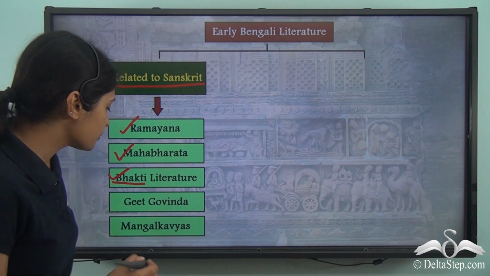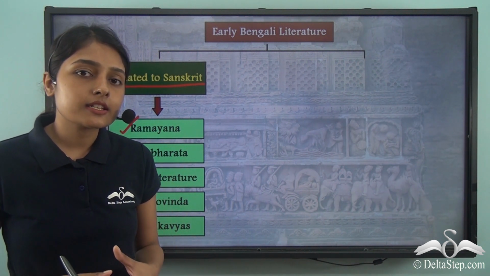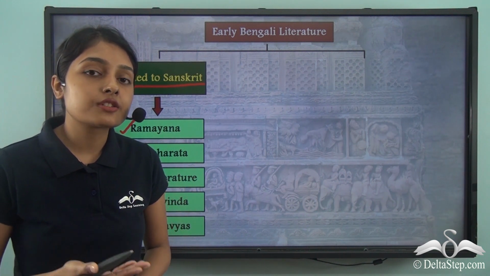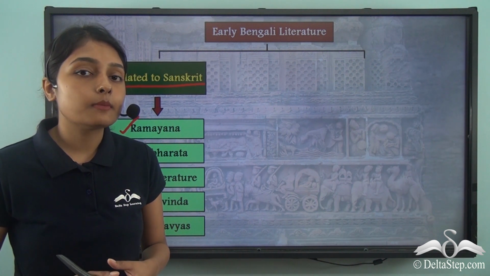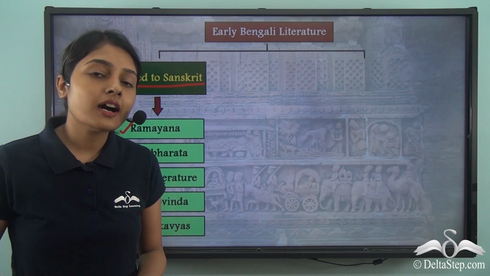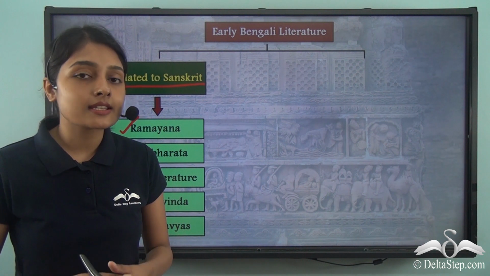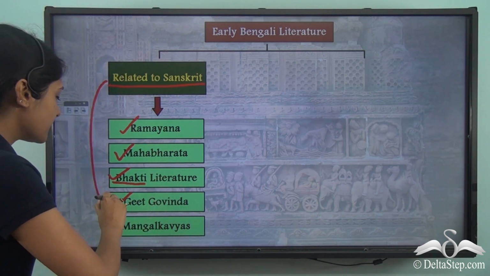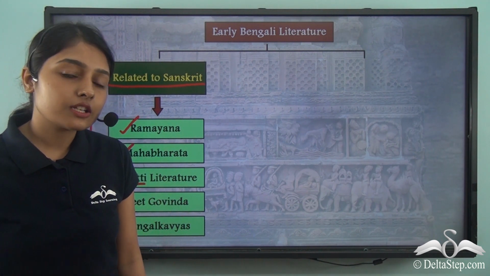Then we come to the Geet Govinda. Geet Govinda constitute a series of poems about Lord Krishna and Radha. And this was written by a person by the name of Jayadeva. Now the eternal love theme of Radha and Krishna has been depicted numerous times in Sanskrit. So this is also another distinct influence of Sanskrit that could be found in early Bengali literature.